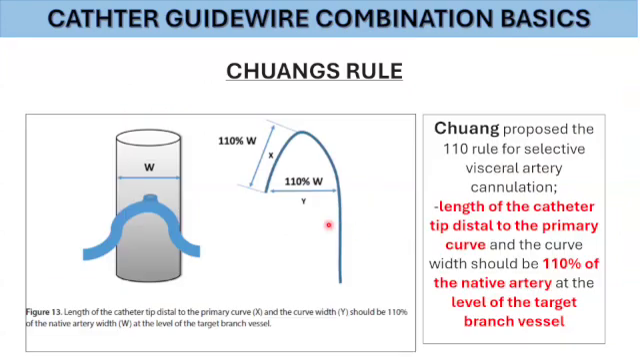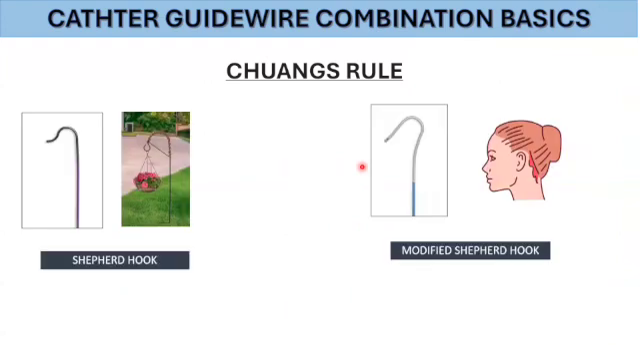So this is the Chuang's rule. This helps us in selecting the catheter, but nobody follows Chuang's rule. Whatever I have said, this is more for theoretical. Most of the interventional nephrologists or interventional radiologists go by experience. So this was the Chuang's rule I was talking about.